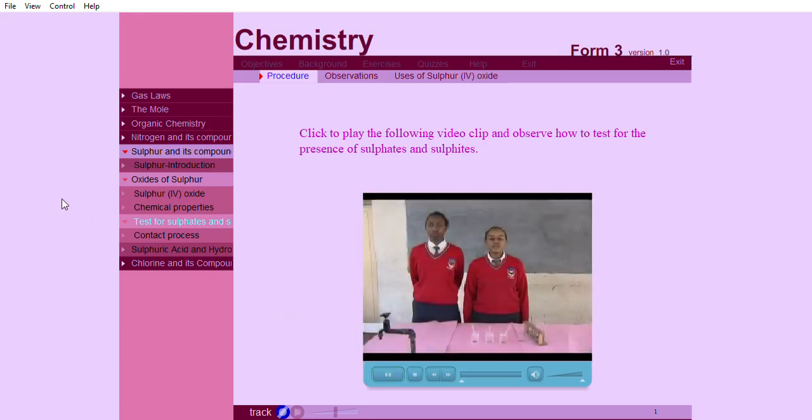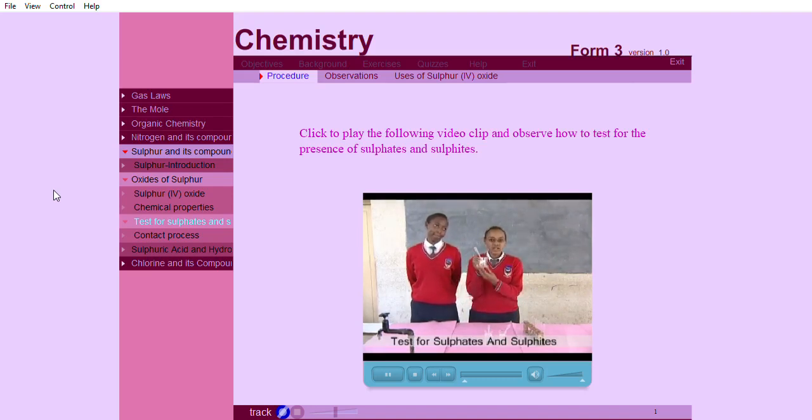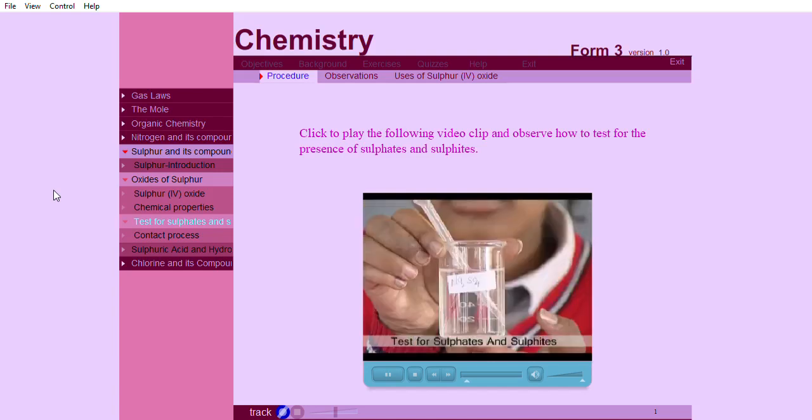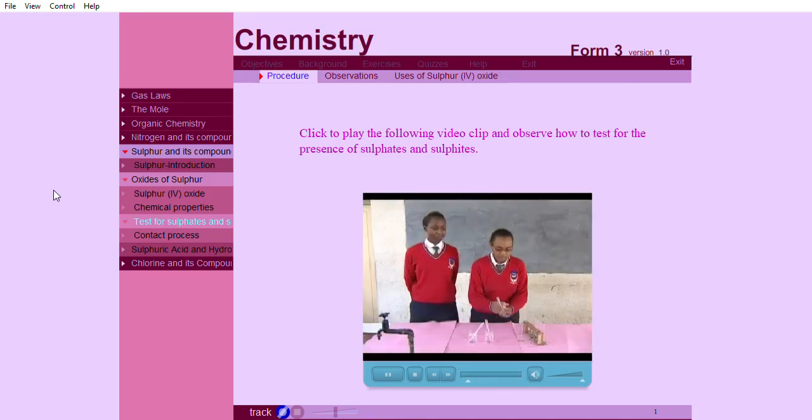The following video clip shows the results obtained from the test of a sulfate. The reagents used are dilute nitric acid, sodium sulfate, barium sulfate.